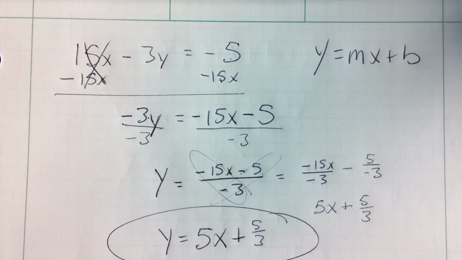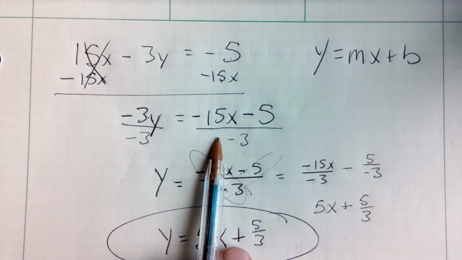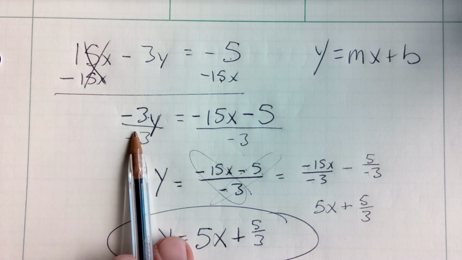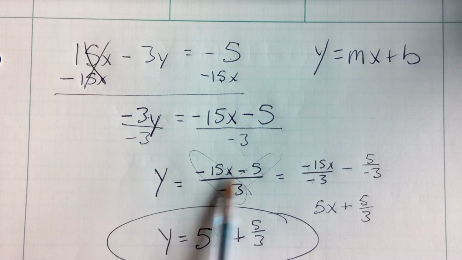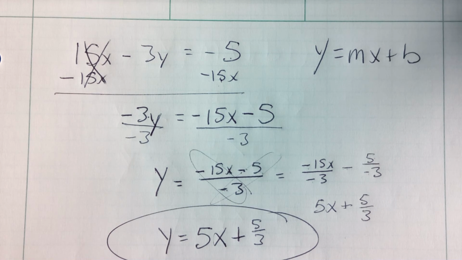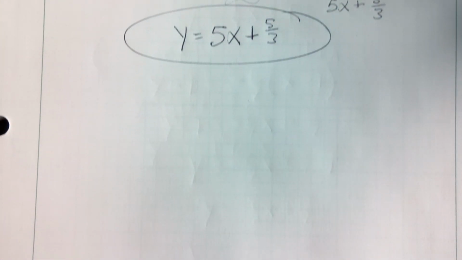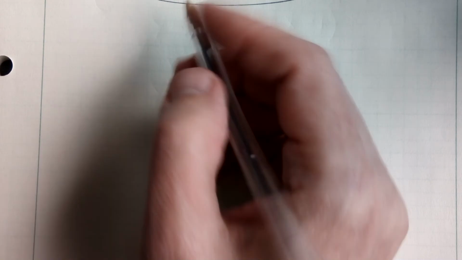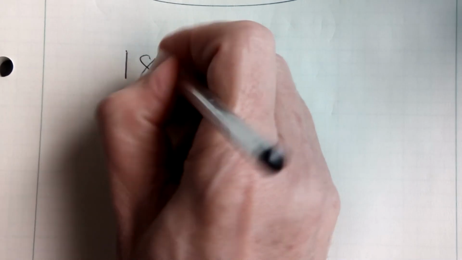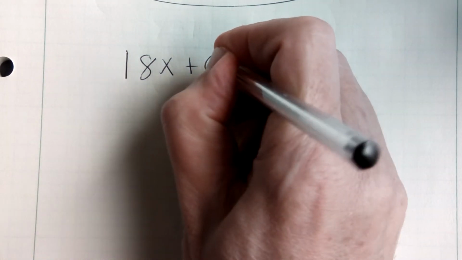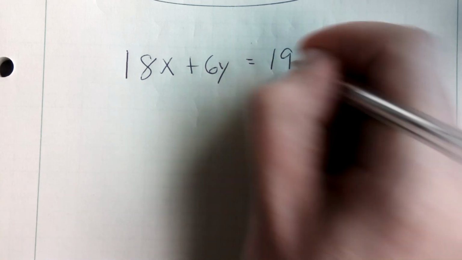So again, when you're solving these, what they're called standard form of equations, just realize that when you divide over the number that's in front of the y, you got to divide both terms. Let's do another one of those, because I want to make sure you get that process down. Let's give you 18x plus 6y equals 19, and do the same thing.